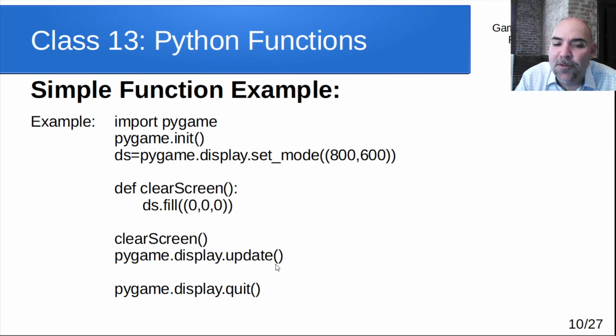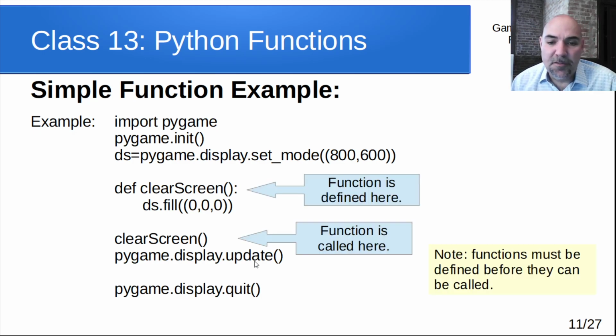Notice whenever we call a function, we're going to have parentheses. And there might be something in the parentheses, or there might not. Depends on how the function was created. So there's where the function's defined. Here's where the function is called. And one thing to note is that a function has to be defined before it actually gets called.